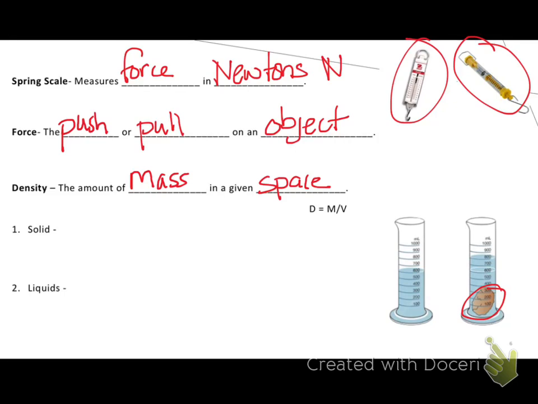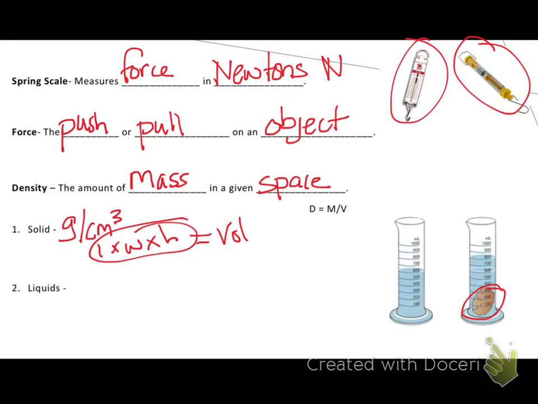So in order to do that, you fill the graduated cylinder up to a certain amount, put the object in, see how much it rises, and subtract them, and the difference is going to be the volume of that object. So if you're finding the volume of a solid, like a cube, you would use the units grams per centimeters cubed, because you would take length times width times height to get the volume, right? That's how you find volume if it's a regular shaped object.